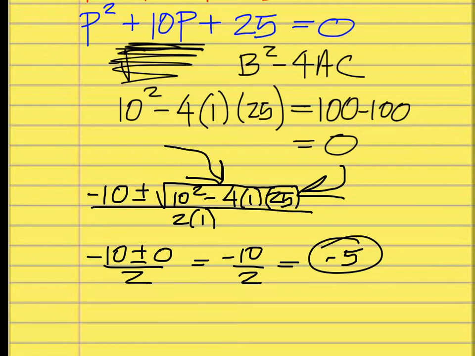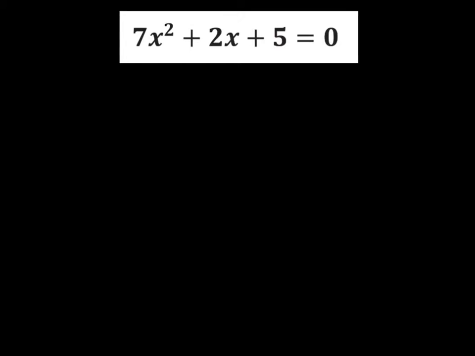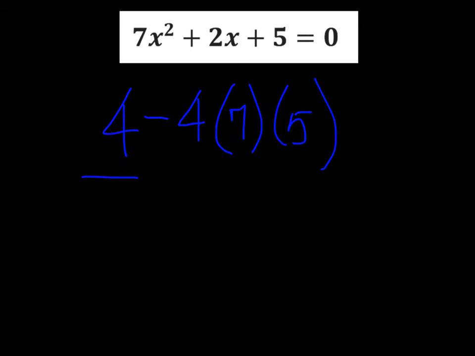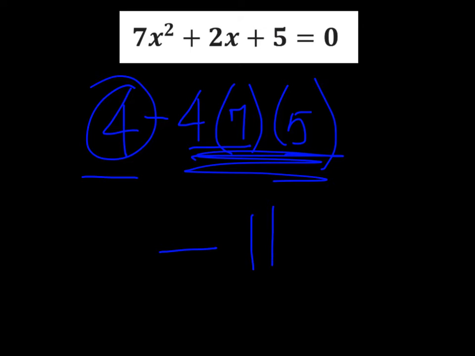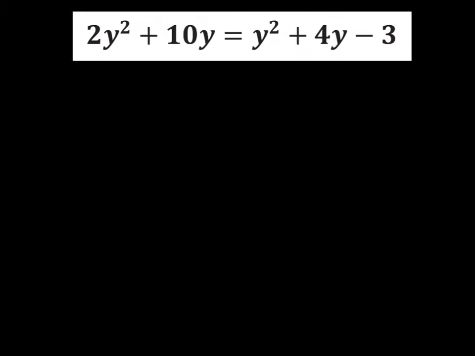There's your one solution. How many solutions does this equation have? B squared would give me 4, and then minus 4 times 7 times 5. Well, you're going to end up with 28 times 5, but you're going to have 4 minus this entire number. So it's going to be a negative number. Therefore, you're going to have no solutions to that.